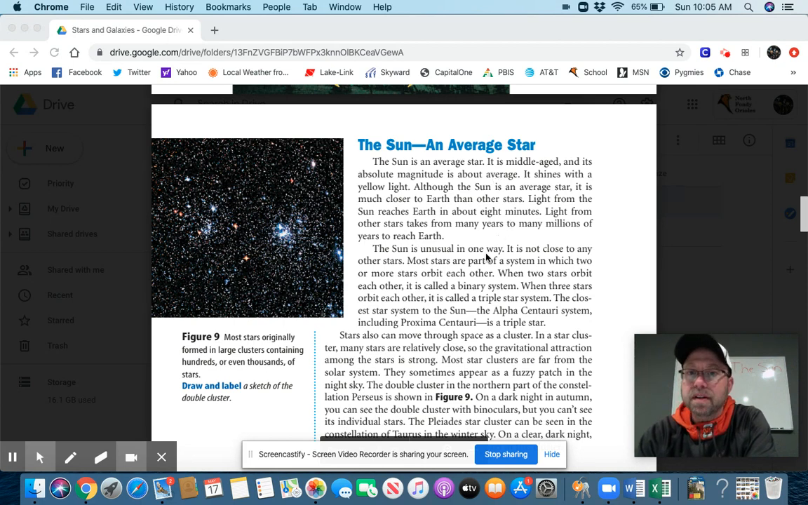As it says up here, it's middle-aged. Its absolute magnitude is average. It's not particularly hot or particularly cold. It's in that yellow category. So it just so happens that we are located just the right distance, called the habitable zone, just the right distance from the sun so that it's not too warm, it's not too cold, it's just right. Kind of like, I don't know, that one story about the bears and the porridge thing, which I can't remember what that is.